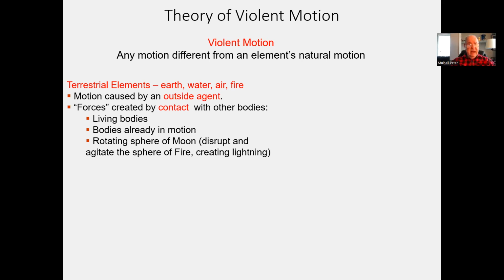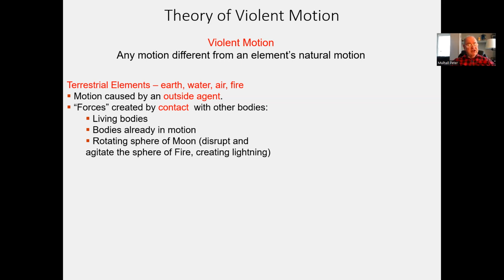So forces of contact, hitting something with something else, would create a violent motion in the thing that was hit. Living bodies, we all have fire and air in us, and we have the ability to move proactively, and we can create violent motions. Bodies already in motion can, like I say, impact, strike something else, and create a violent motion in something else. And finally, the rotating of the sphere of the moon is also a violent motion in the sense of it disrupting, agitating the ring of fire.